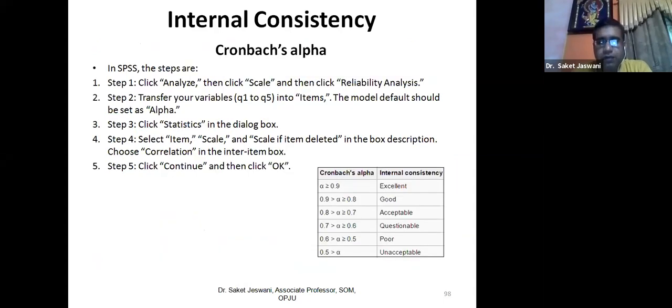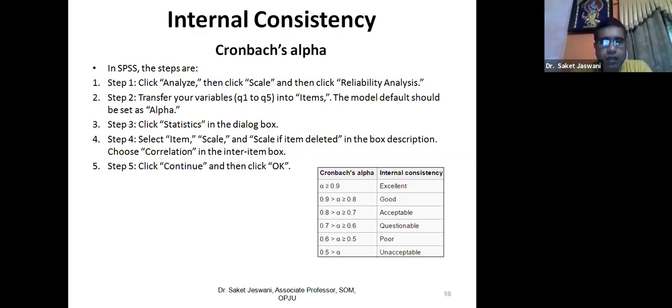Cronbach's coefficient alpha ranges from 0 to 1. If it is 0.9, it is excellent. If it is between 0.8 and 0.9, it is good. 0.7 to 0.8 is acceptable, 0.6 to 0.7 is questionable, 0.5 to 0.6 is poor, and below 0.5 it is unacceptable. So you can accept till 0.5, right? But if alpha is below 0.5, it is unacceptable. Cronbach's coefficient alpha value should not be below 0.5 in internal consistency reliability.